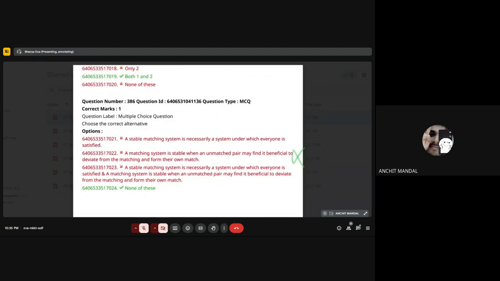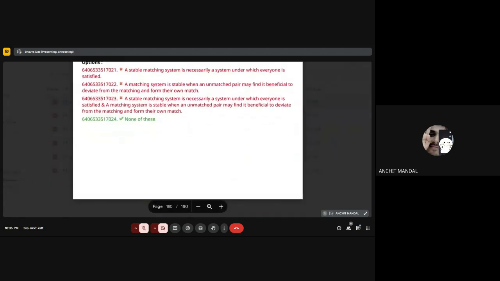A stable matching is necessarily a system under which everyone is satisfied. False. So this is basically A, B, both none. The answer is none. This is theoretical. We don't have to rack our brains for this one. And that's the end. Not bad.